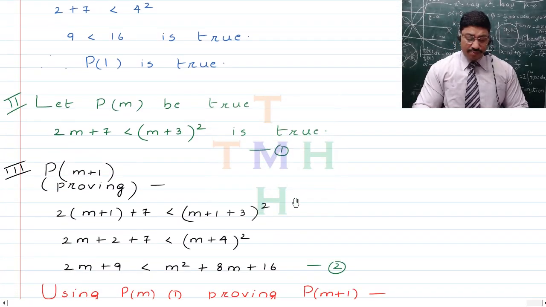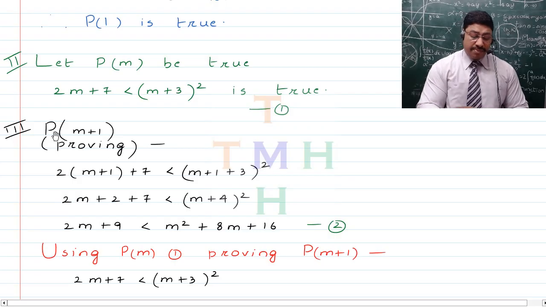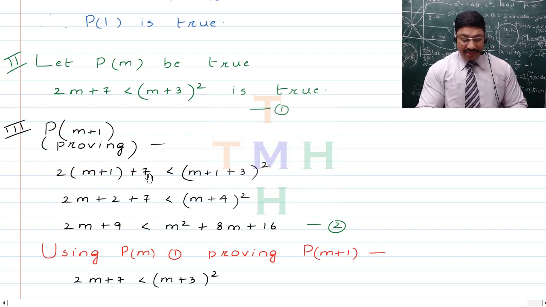Now after this we have the proving step, where we have to prove the statement P, where in place of n you have m plus 1, right? Now in order to prove it, first we write what the statement is going to become if we replace m by m plus 1. So it will become 2 times (m plus 1) plus 7. So this becomes 2m plus 2 plus 7, that is 2m plus 9. And on the right hand side we will then have m plus 1 in place of m, right? And to that 3 is added, and then we have a whole square of it, so this becomes equal to (m plus 4) whole square.